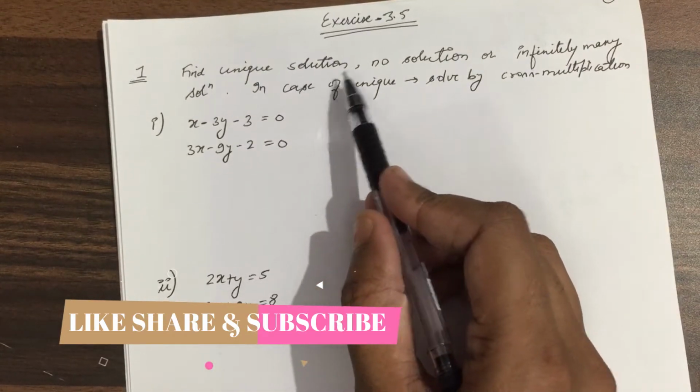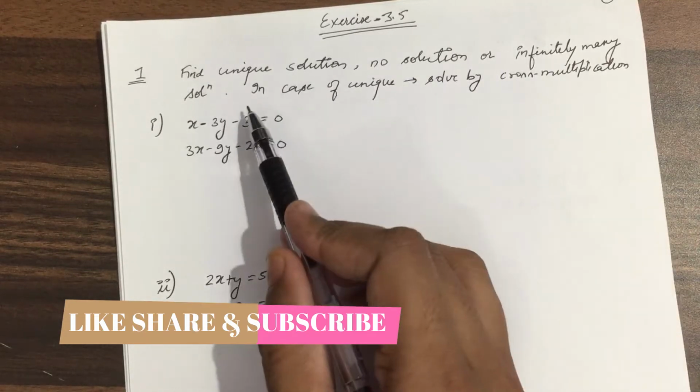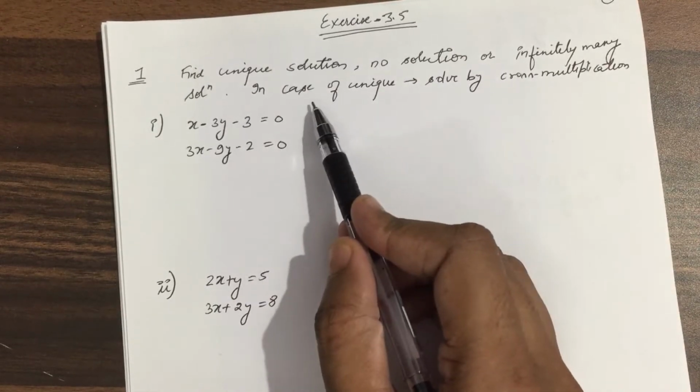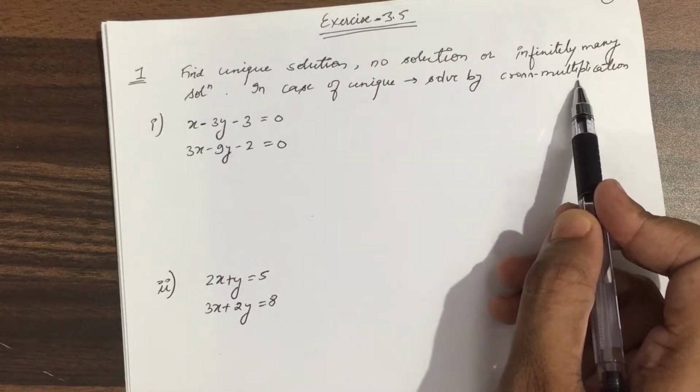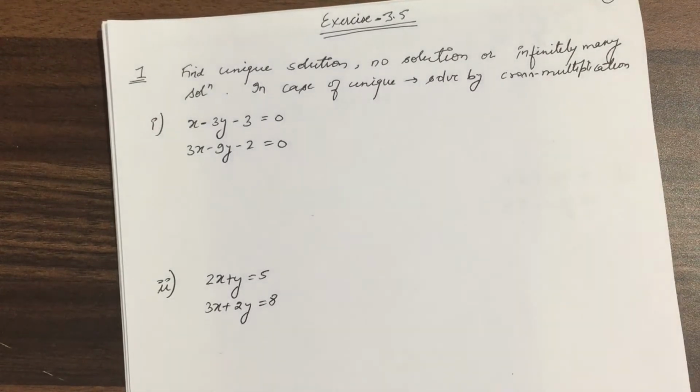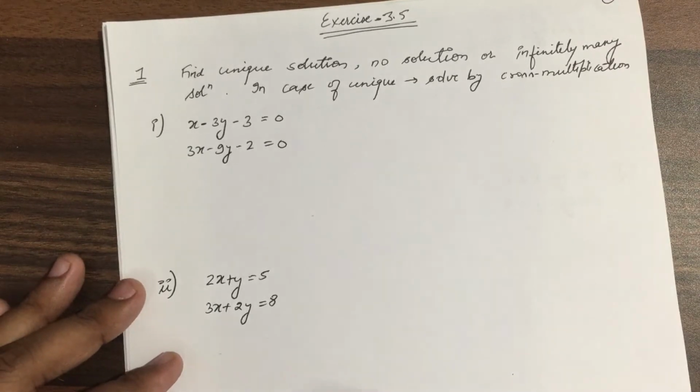Find whether there is a unique solution, no solution or infinitely many solutions, and if it is a unique solution then you have to solve it by the cross multiplication method. So first of all, we have to check whether there is a unique solution, no solution or infinitely many solutions. If there is a unique solution then we solve it by cross multiplication method. So we will compare the coefficients.